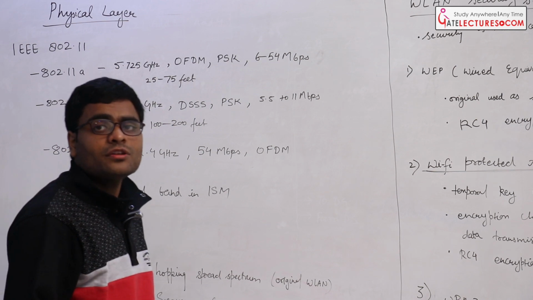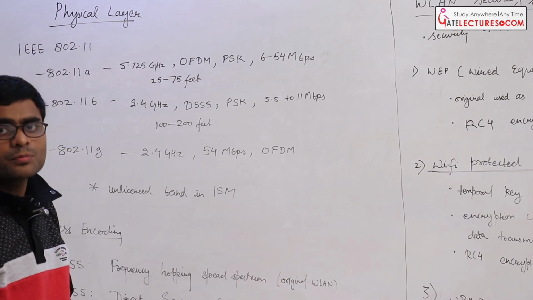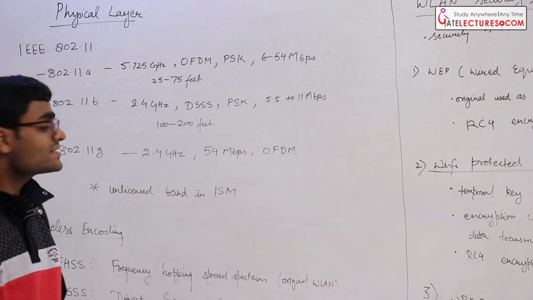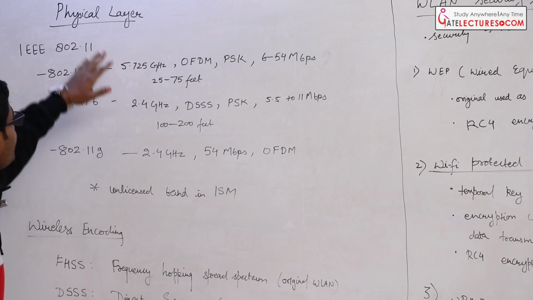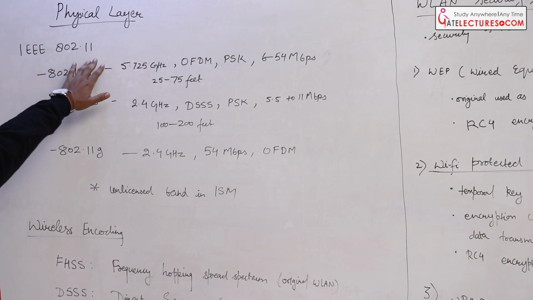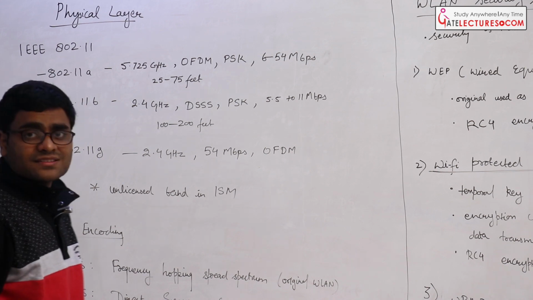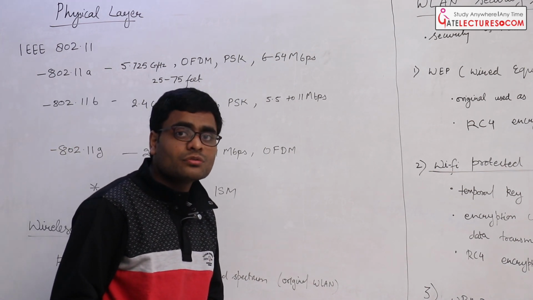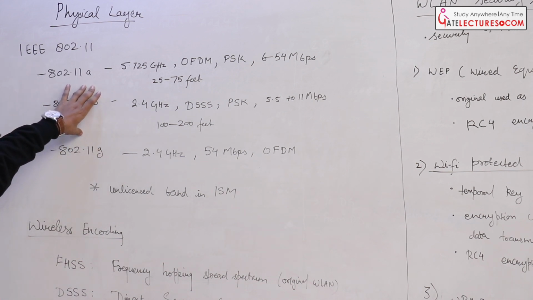Okay, now we talk about the physical layer. I don't think this part is important from the GATE perspective, so I will just give a very brief idea. In the physical layer, in IEEE 802.11, we have various specifications according to the multiplexing scheme we are using, the encoding scheme we are using, and the security standard we are using.